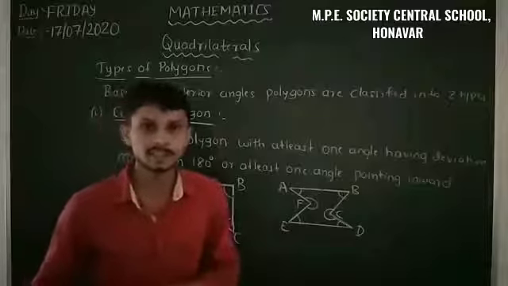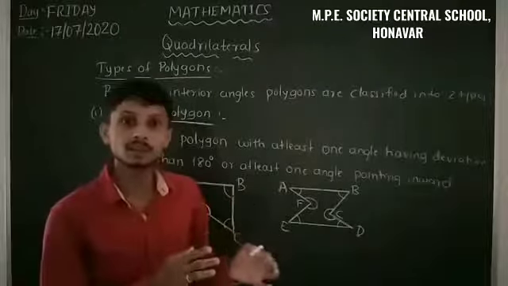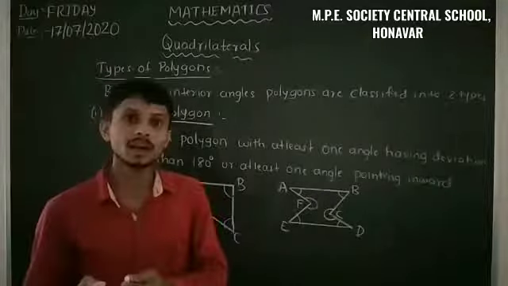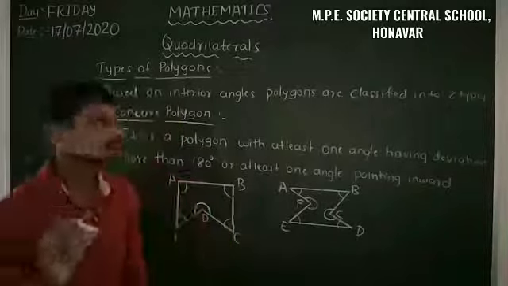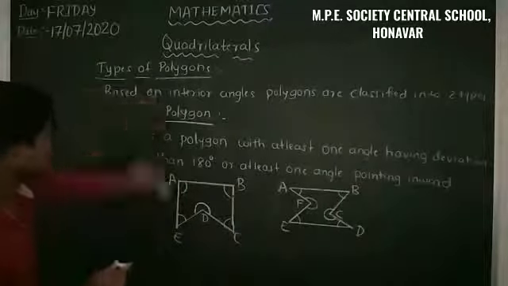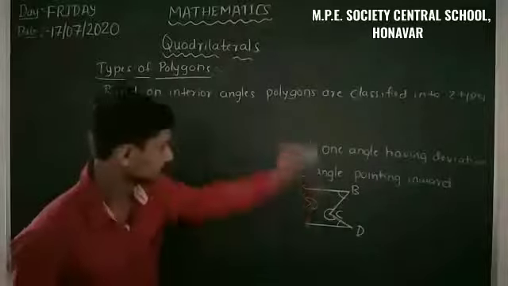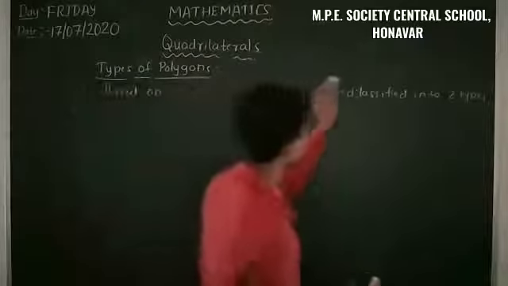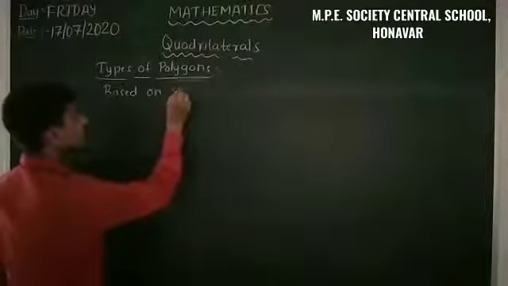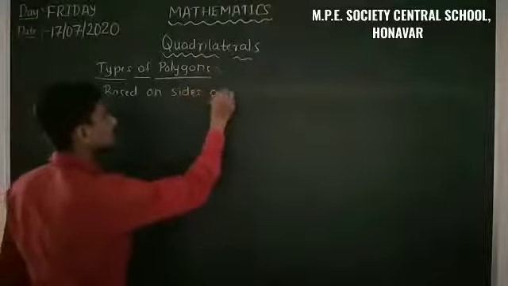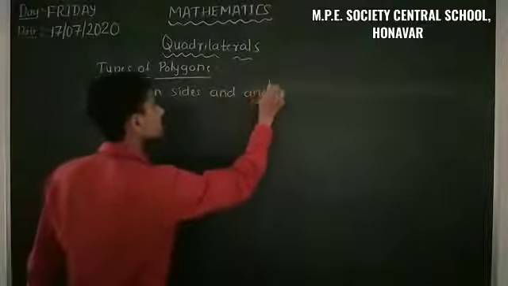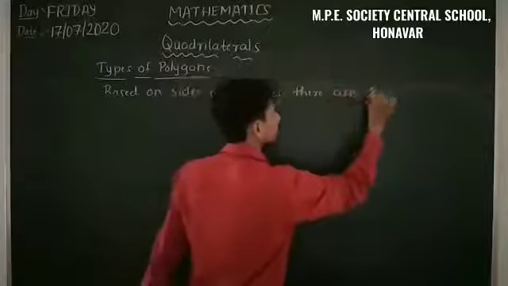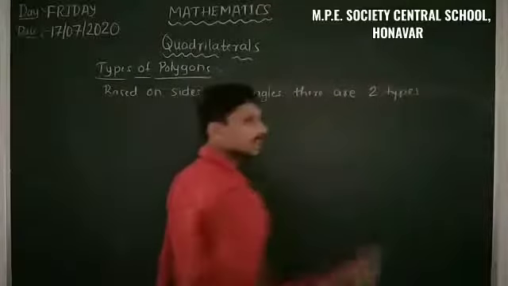So let us move on to the next category. Here we classify based on the sides and angles. So we again have two categories of polygons based on sides and angles. What are the two types there?